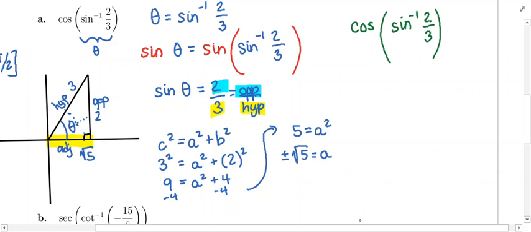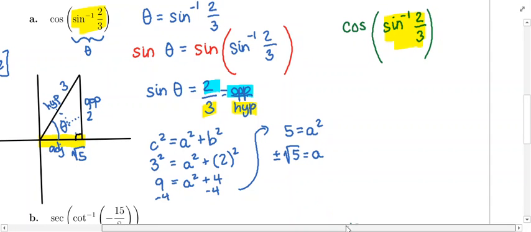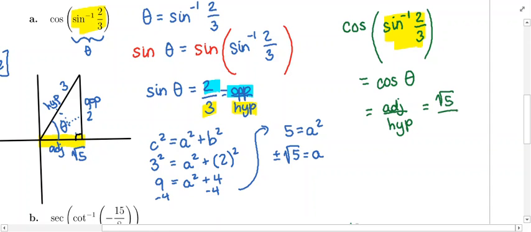Now just follow me. Remember, we said the quantity inside is theta. We called this theta. So this is going to be equal to the cosine of theta. We made a right triangle drawing for theta. We can now find the cosine of theta based off of this right triangle. Cosine is the adjacent over the hypotenuse. So if you read this off the right triangle, the adjacent side is the square root of 5. The hypotenuse is 3. This is the answer.